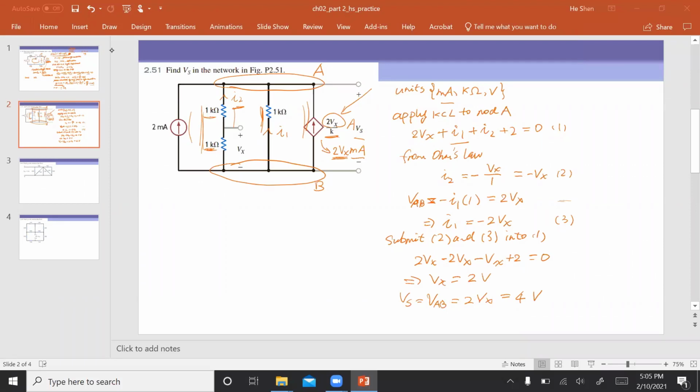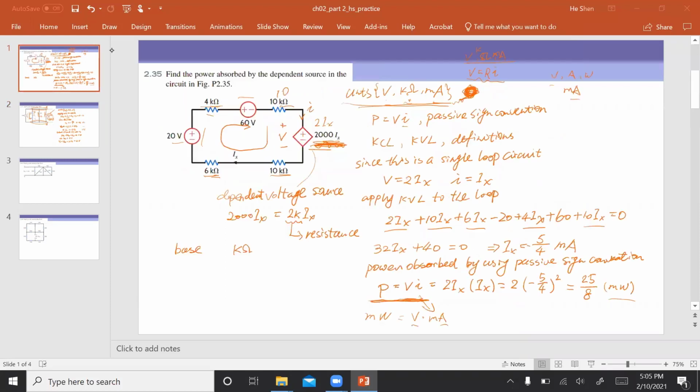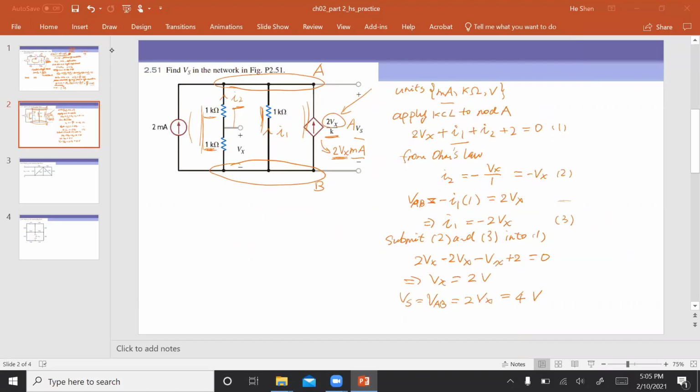So we gave one example, which is a single loop problem. And this is the second example, a single node pair problem. So now you see that for every different type of problem, we will have at least one example. Let's look at the next example.